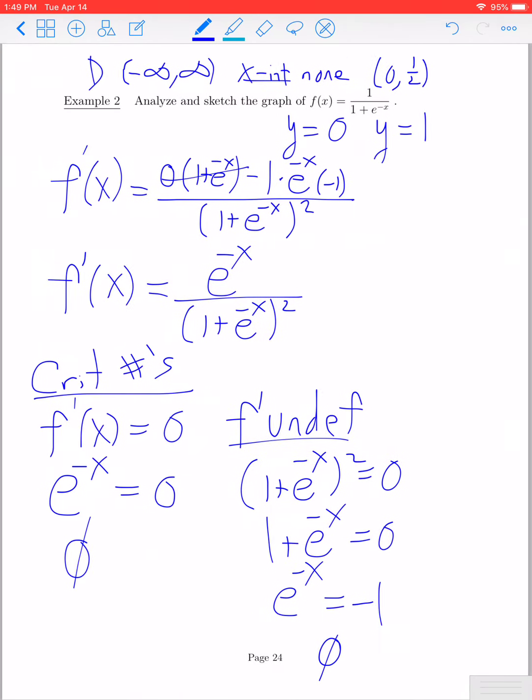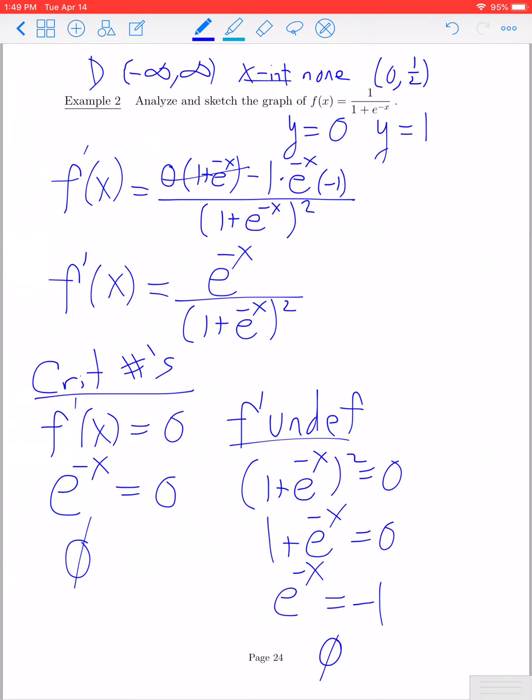What that means for us in terms of our sign chart is we have nothing to plot. We get the entire real line as one expression here, which means that the derivative is going to have a consistent sign on the entire real line. You can use any point for your test point. Let's just plug in 0.